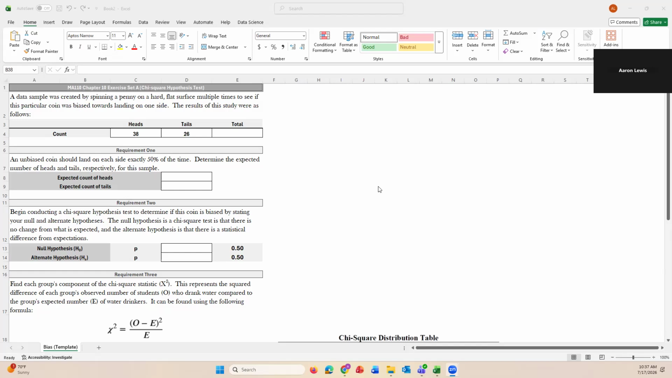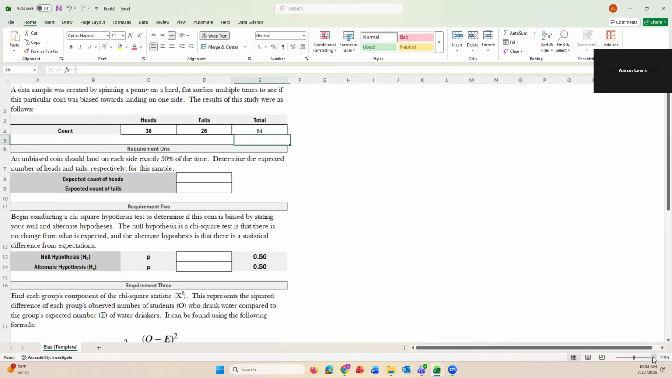Somebody must have been incredibly bored and they decided that they're going to spin a penny on a hard flat surface to see which side it shows up on. They did this a whole bunch of times and they came up with 38 times it landed on heads and 26 times it landed on tails. Well, we've got to start this out by figuring out what our sample size is. How many times did this coin get spun on this hard flat surface? So 38 plus 26, find the sum of those two numbers, and that is 64. We have 64 times that we spun this coin.